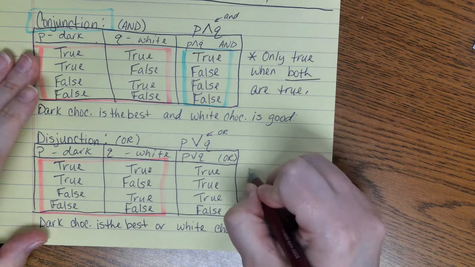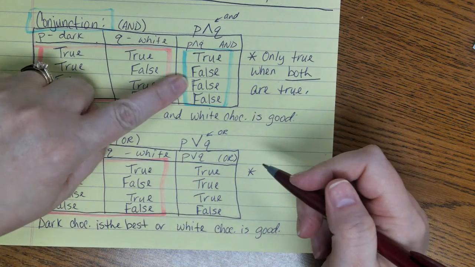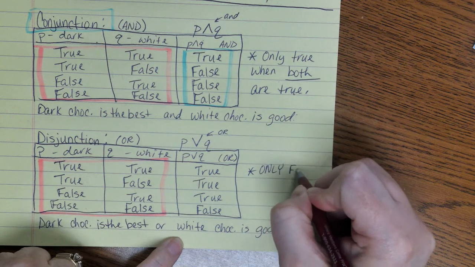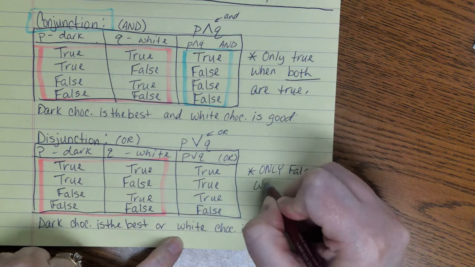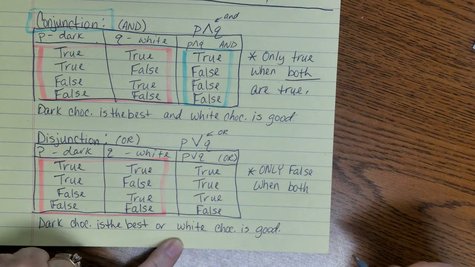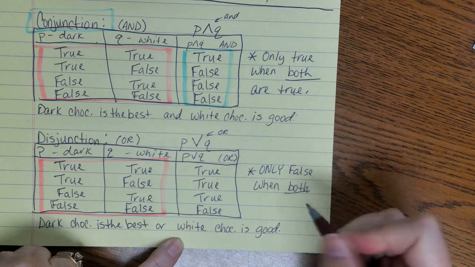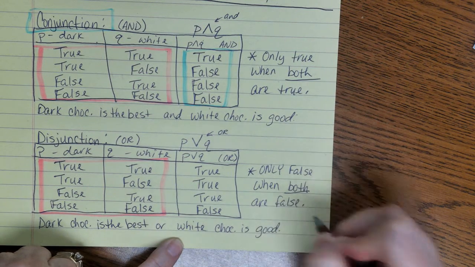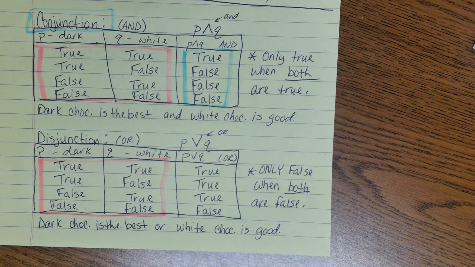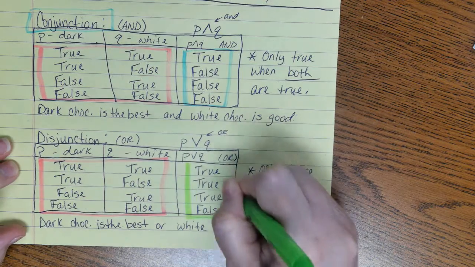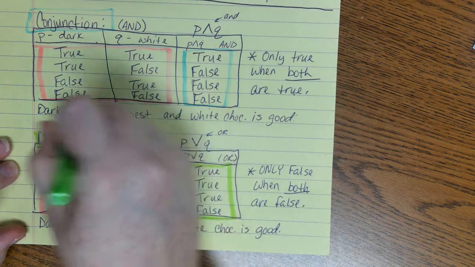Okay? So this one, unlike the one here, is only false once. It's only false when both are false. Because if either is true, or if they're both true, then you get a true statement. Okay? But much like the other one, anytime you have a disjunction, these are your answers. It doesn't matter what P and Q are.